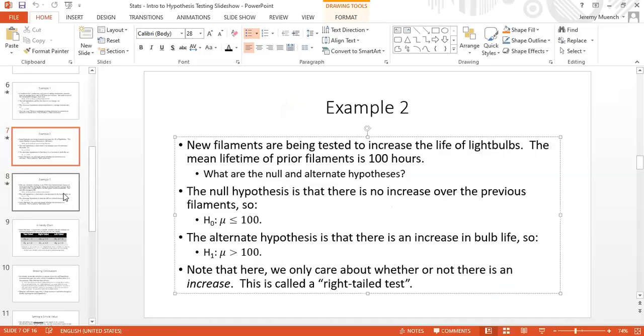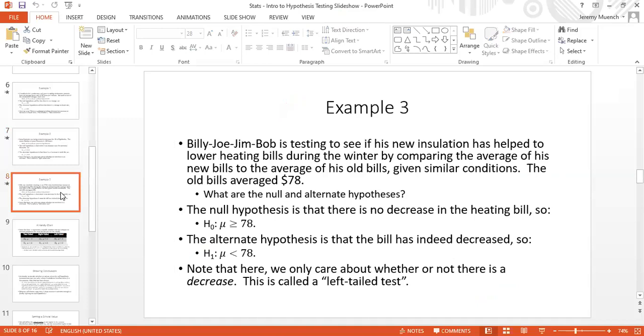So back to what we were talking about earlier. Let's move on to the last one, a left-tailed test. Billy Joe Jimbob is testing to see if his new installation has helped lower heating bills during the winter by comparing the average of his new bills to the average of his old bills given similar conditions. The old bills averaged $78. Once again, probably something that would be dubious to use a one-tailed test for. You're going to see me talk about that a lot.